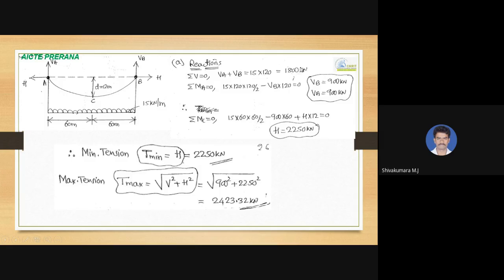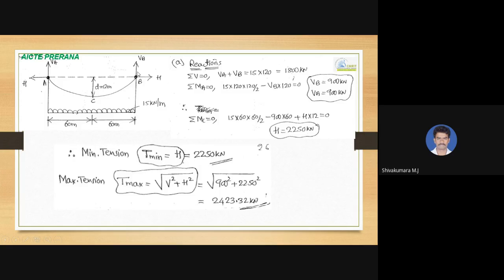So that will be VA plus VB equal to 1800 kilonewton is the equation we'll get. And then you can take moment about any one support. So moment about A equal to 0. That concentrated load, 15 into 120, will act at the center, at a distance of 60 meter from the left hand support. So 15 into 120 into 120 by 2 is 60, which will rotate in clockwise direction with respect to A, so that is positive, 15 into 60 into 60 by 2.